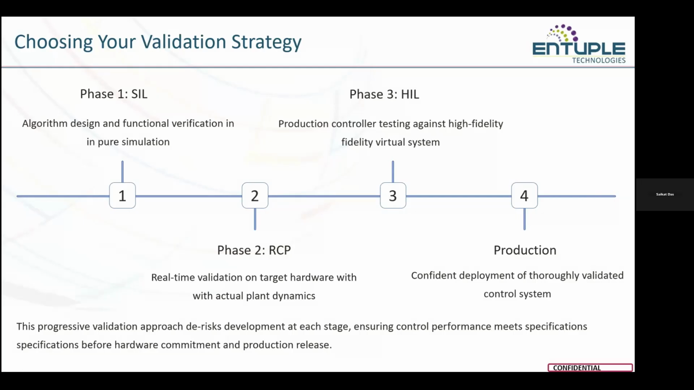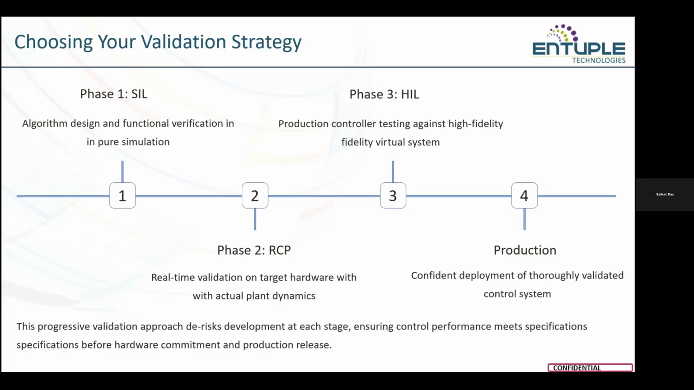Now, what is the right validation strategy? The first stage is software in loop, or SIL, where the algorithm is developed and functionalities are validated in simulations. Once the first phase is done, we move on to the second phase, called RCP, rapid control prototyping, where the control logic is validated against real hardware before the controller unit is available, by using rapid control prototyping blocks or a real-time controller.